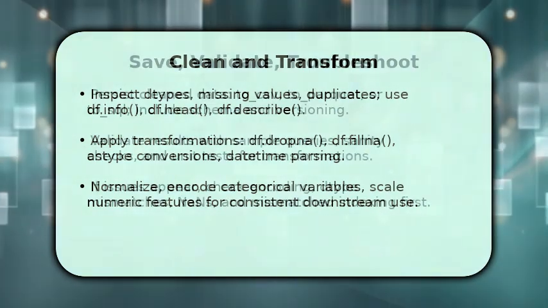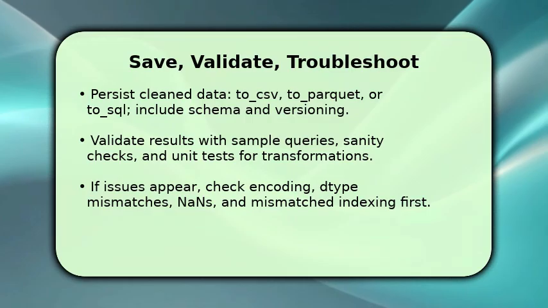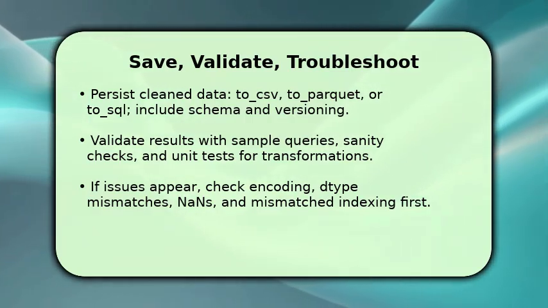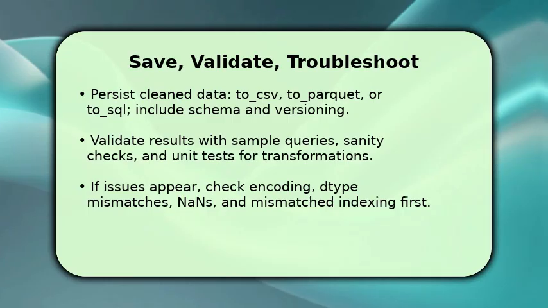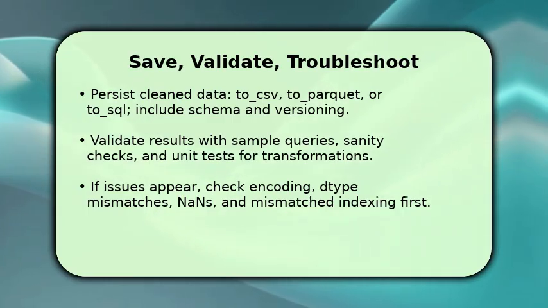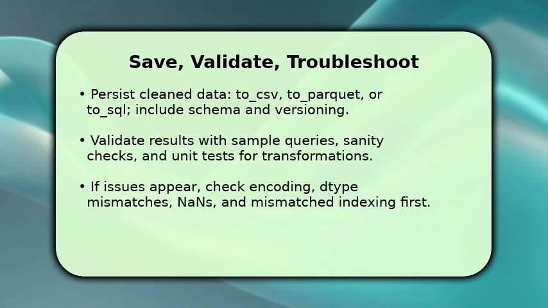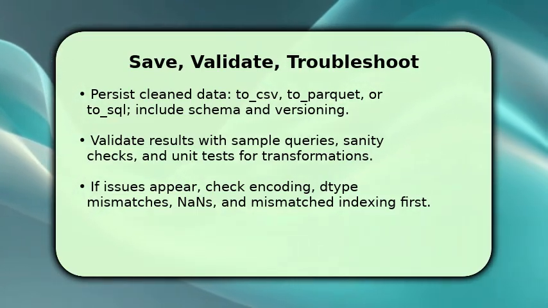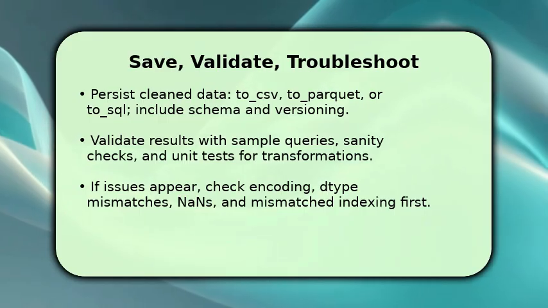These steps reduce subtle errors. Finally, you persist and validate the processed dataset. Save to CSV, to Parquet, or to SQL and include schema or version metadata so others can reproduce your steps. Then run validation: sample queries, statistical sanity checks, and small unit tests for each transformation to catch regressions.